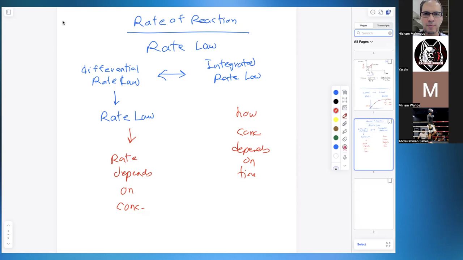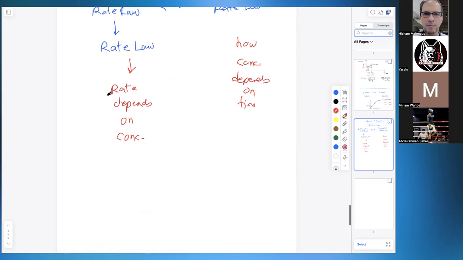Simply, I can say that the differential rate law has a general formula. For example, if I have two reactants, one reactant is A and this is its concentration, and the other one is B and this is its concentration, the rate of the reaction is equal to K. What is K? What is K? K is the reaction constant, the rate constant, right? We call it the specific rate constant. So this is a fixed value. This fixed value depends on what?